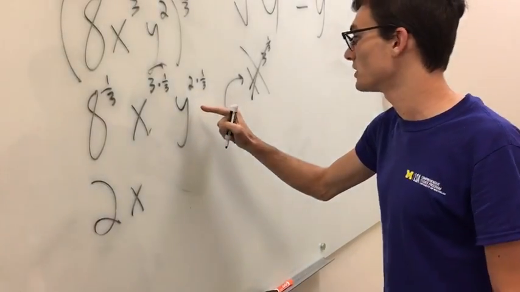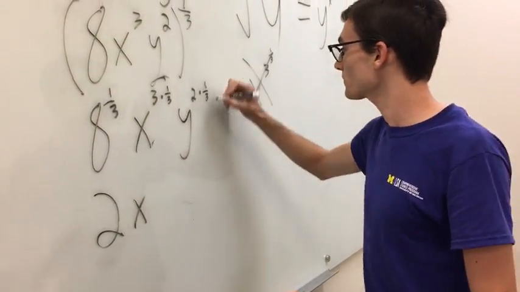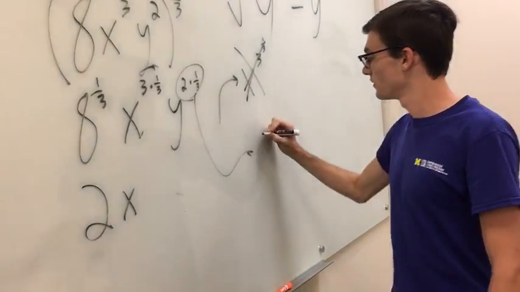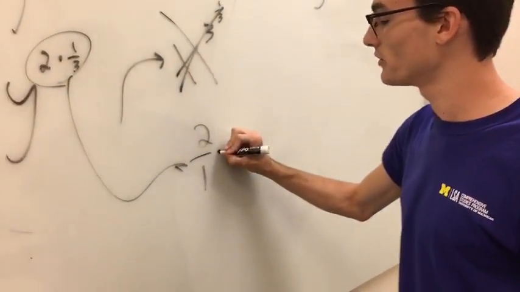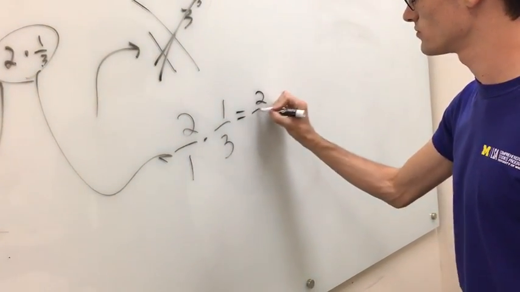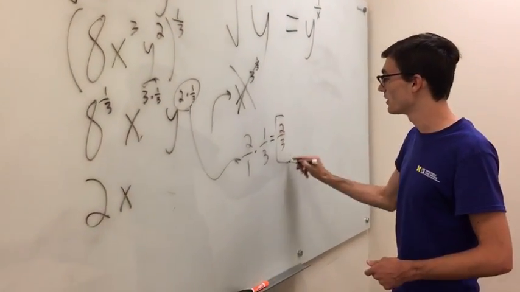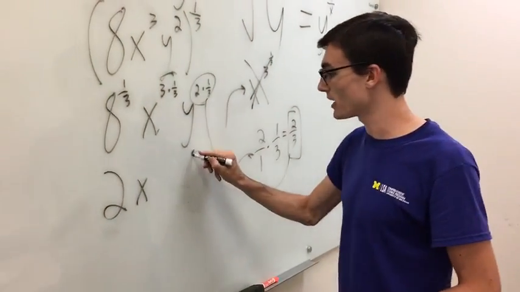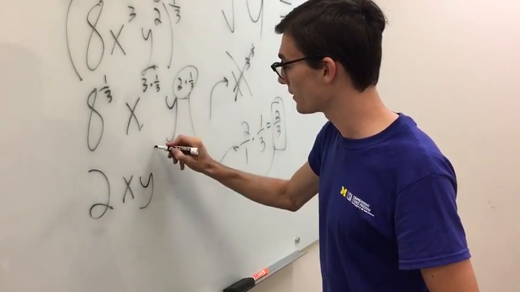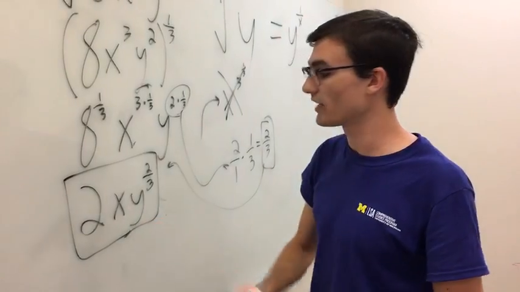And then this y right here, if you can imagine, let's just take it over here. That's going to be 2 over 1 times 1/3. What is that? Pretty simple, just 2 over 3. It's 0.66, but on an exam you're going to want to leave it as 2 over 3. So you take this 2 over 3, move it back to the y. There we go. And that is your answer to that equation.